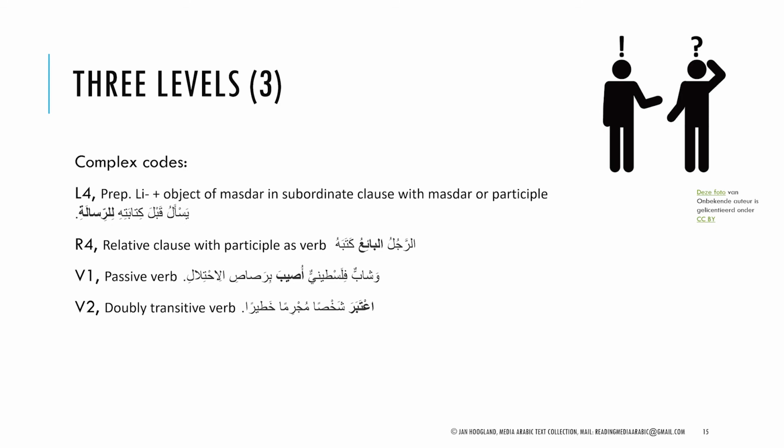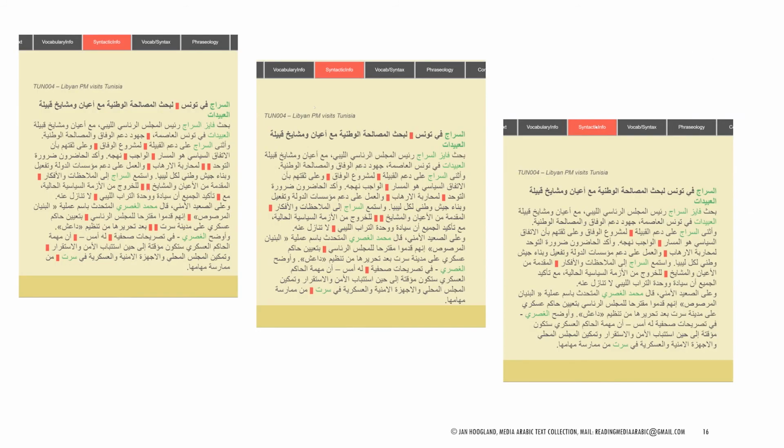Then a few examples of the complex codes. There's L4, preposition li plus an object of masdar in subordinate clause with masdar or participle. Well, that's a long definition. Again, you can find examples in the document you can download. The same applies to R4, V1 and V2. Well, this is once more an illustration of the effect of the 3 different levels. If we look at this text, we will see that the number of syntactic codes available will decrease when you choose a higher level of complexity.